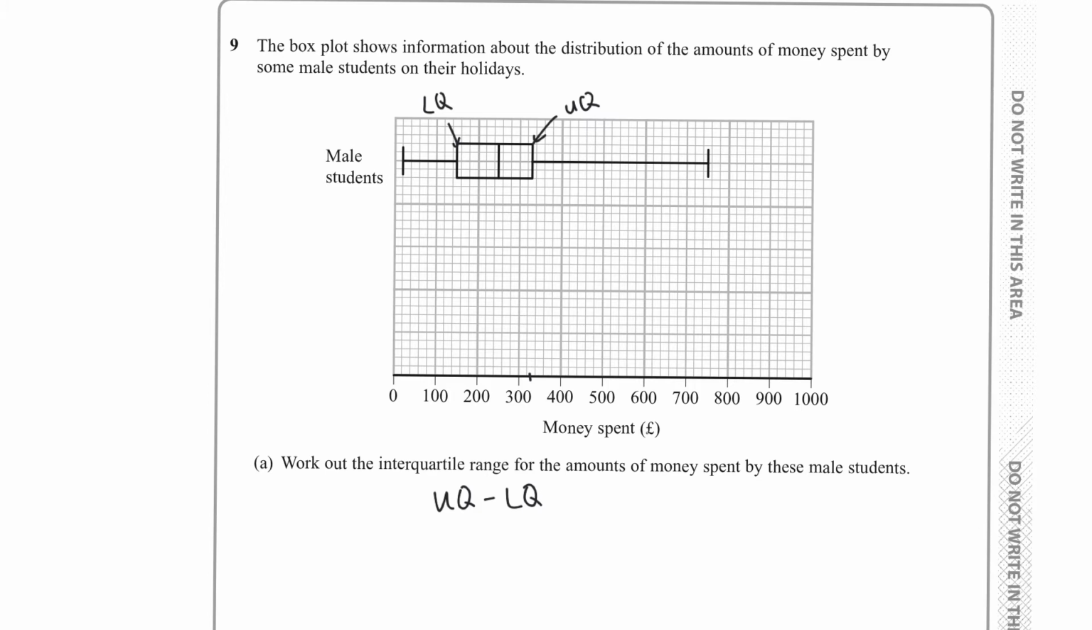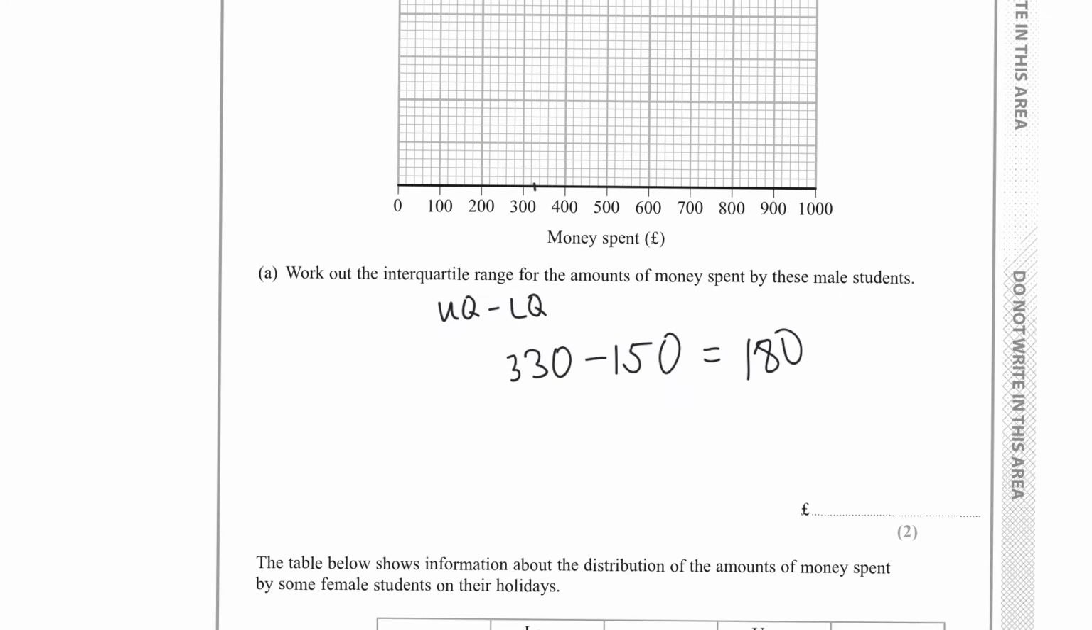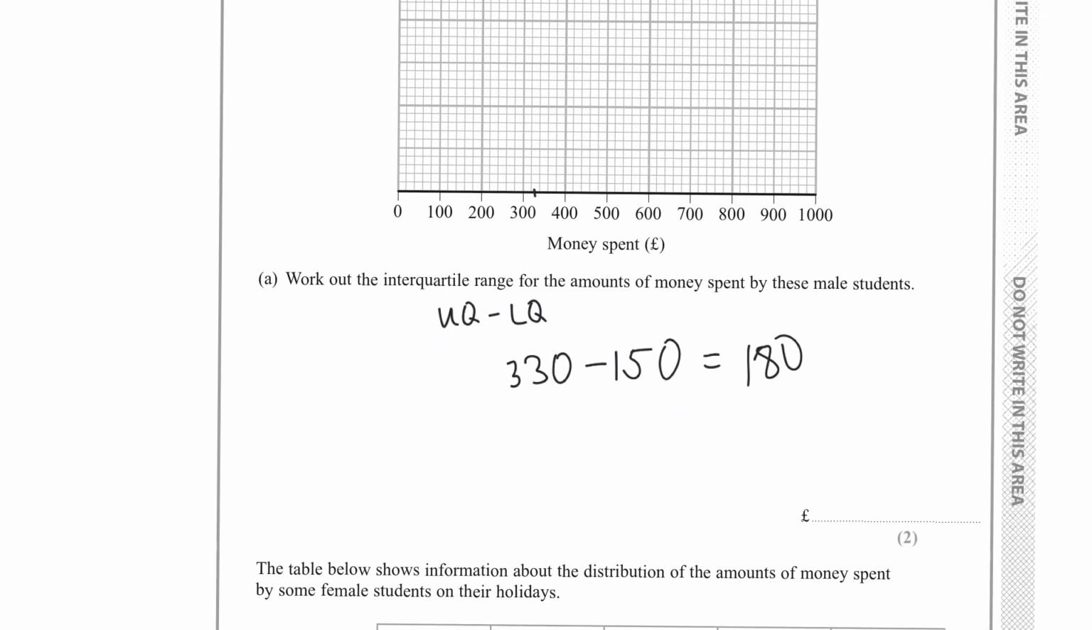is 330, because each little box is 20. It's halfway through, so 330. Our lower quartile, however, is 150. So 330 take away 150, put that into your calculator, 180. So 180.